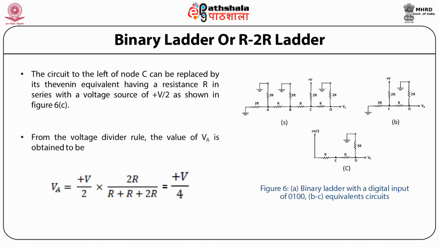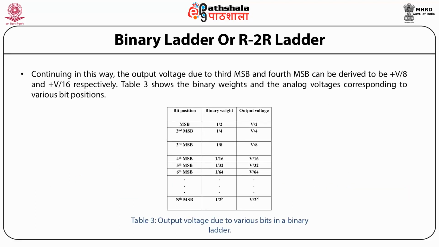Now using the voltage divider rule, the value of VA is obtained to be VA equals plus V by 2 into 2R divided by R plus R plus 2R. This gives VA to be equal to plus V by 4. Continuing in this way, the output voltage due to the third MSB and fourth MSB can be derived to be plus V by 8 and plus V by 16 respectively.